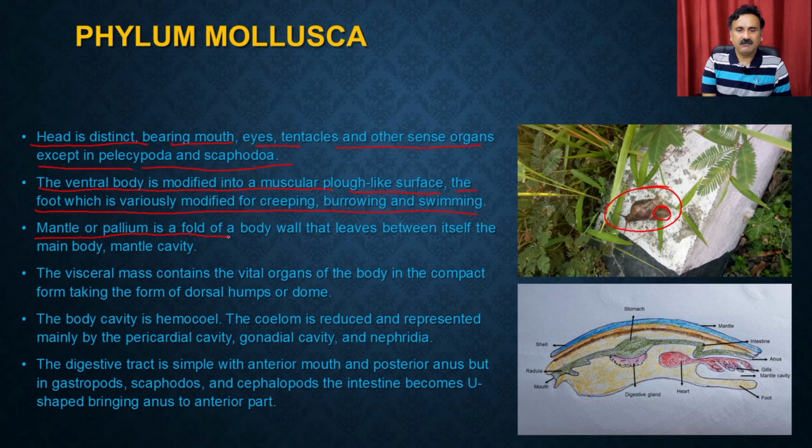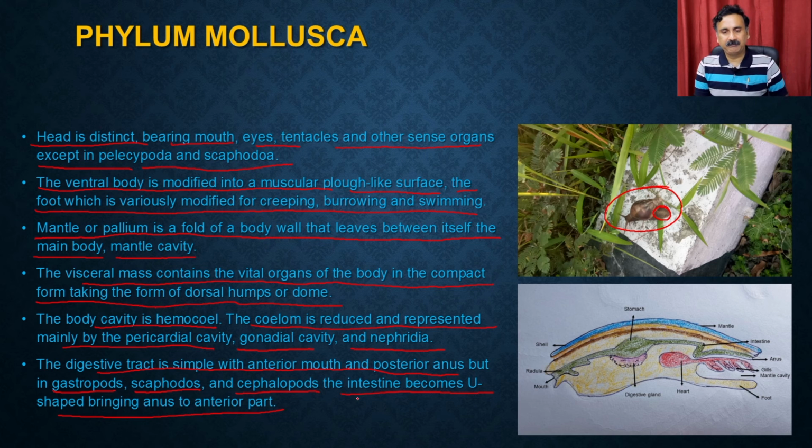The mantle or pallium is a fold of body wall that leaves a space between itself and the main body, the mantle cavity. The visceral body mass contains the vital organs of the body in compact form, taking the form of a dorsal hump or dome. The body cavity is a hemocoel. The coelom is reduced and represented mainly by the pericardial cavity, gonadial cavity and the nephridia. The digestive tract is simple, with an anterior mouth and a posterior anus. But in gastropods, scaphopods and cephalopods, the intestine becomes U shaped, bringing the anus to the anterior portion.